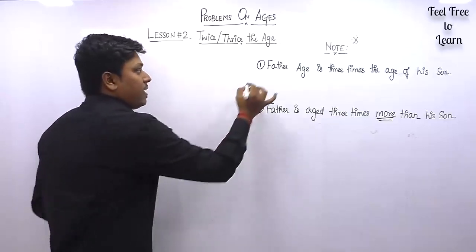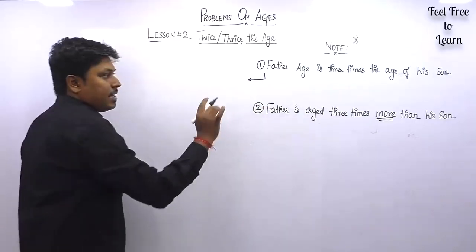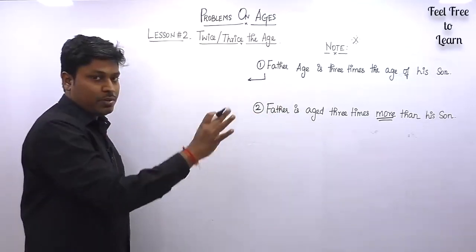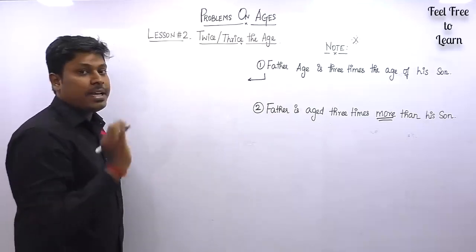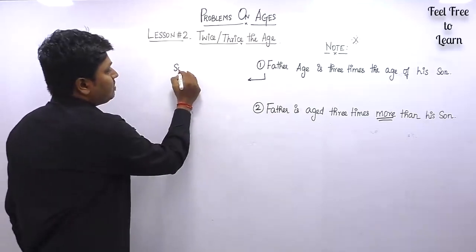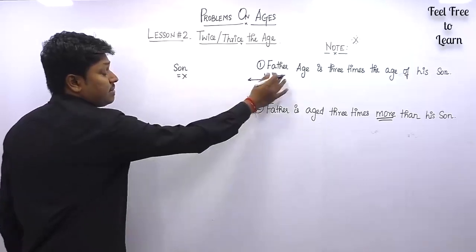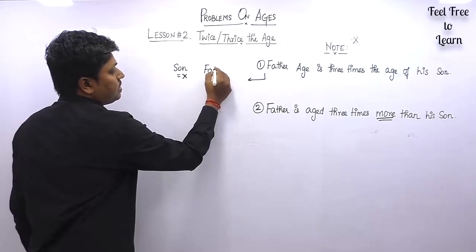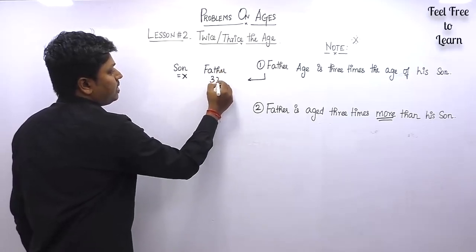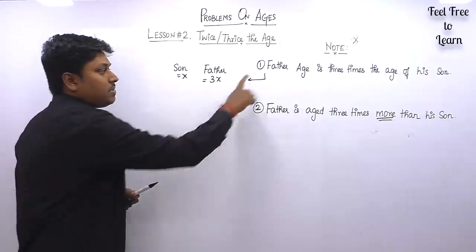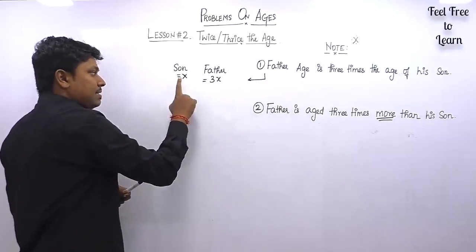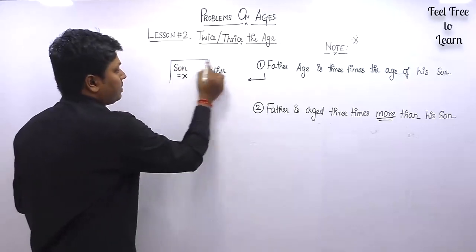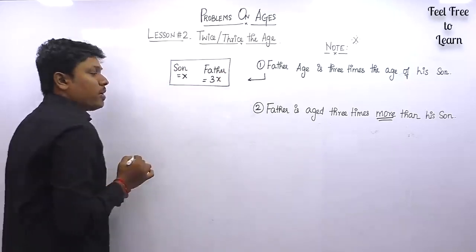Let me do one thing. We can frame an equation for question number 1. Listen here. Father's age is 3 times the age of his son. So what they are saying is that, when compared to the son, the father is 3 times old. Let me assume the son's age is x. Then what about the father's age? The father's age will be 3x. Simple logic, right? So the father is 3 times old when compared to his son. So this is the answer for point number 1.